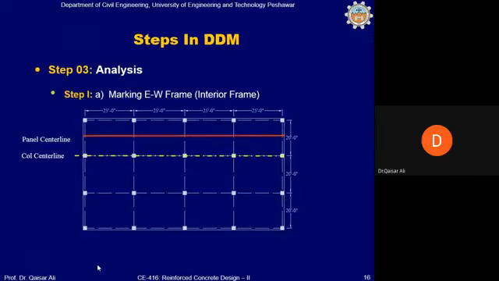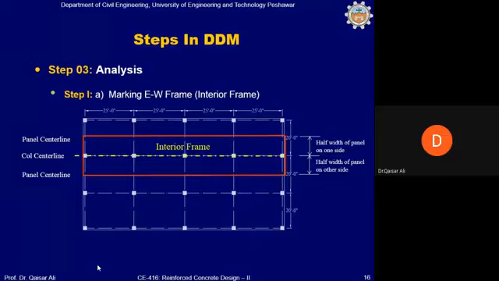Then we will draw another line on one side of the column center line, and this line will be marked on the panel center. So this will be called the panel center line. Similarly, another line will also be marked on the other side of the column center line, and this will make an east-west interior frame. So this whole frame will be analyzed. The marking of the frames is the first step of this overall analysis method, the DDM method.